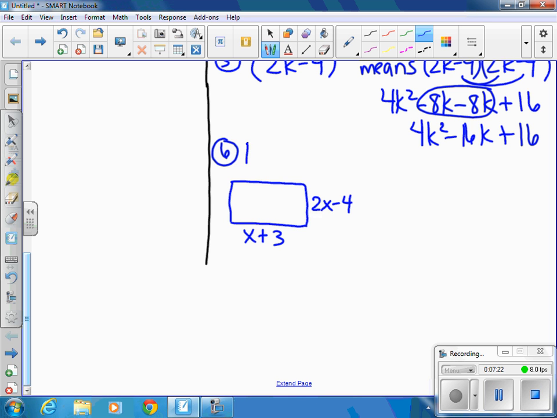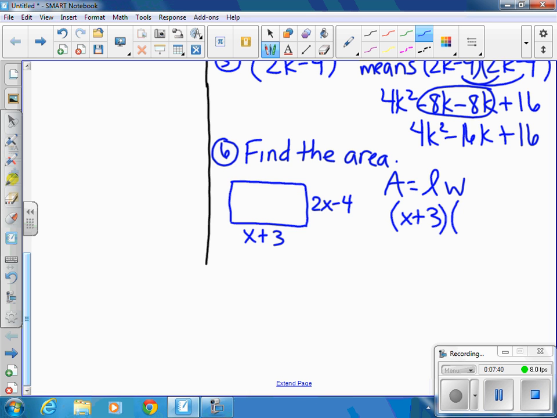And then the directions are going to ask you to find the area of this rectangle. Now you should be able to recall from your pre-algebra days that the area formula for a rectangle is length times width. And if we take these binomials and put them together, it's going to look exactly like your FOIL pattern. X plus 3 is one binomial times 2x minus 4 is the other one.